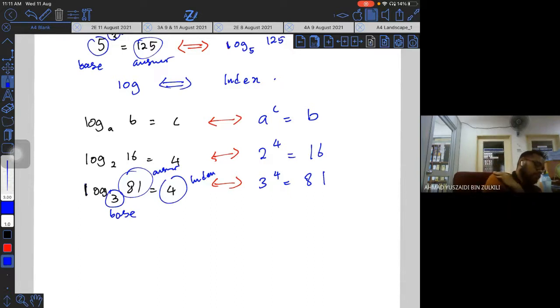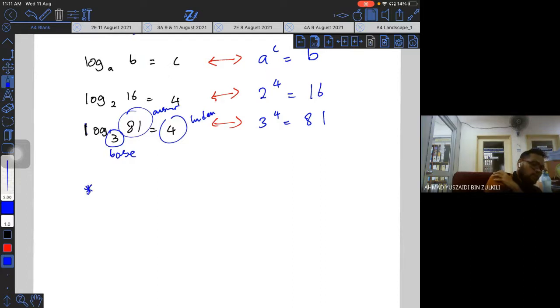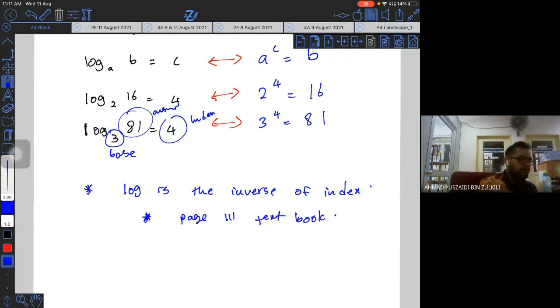Okay, so if you do more research, you will know that log is the inverse of index. Okay, macam mana nak dapat ni? Baca buku teks page 111. Tengok macam mana dia tunjuk yang log itu adalah inverse kepada index.